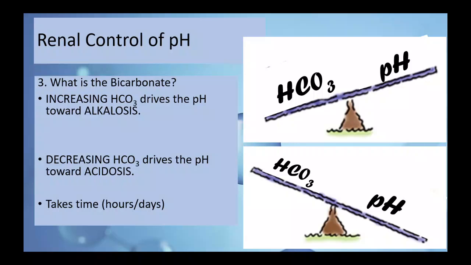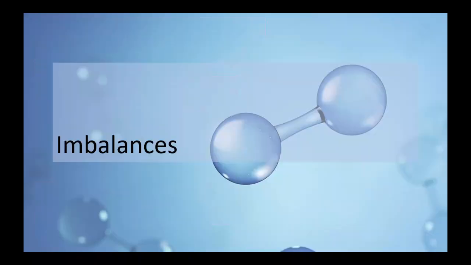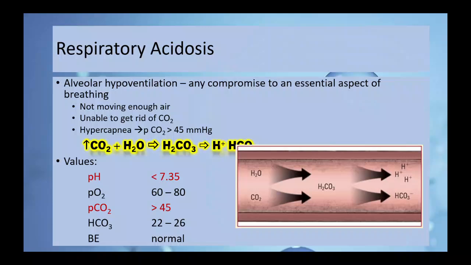If bicarbonate's going up in our bloodstream, then the pH is going up. That is a metabolic alkalosis. If the bicarbonate's decreasing, then the pH is going to be driven toward acidosis. In other words, as bicarbonate goes down, acid goes down. So if it's metabolic, they're moving in the same direction. Metabolic, same. All right? And this process evolves over hours or days.